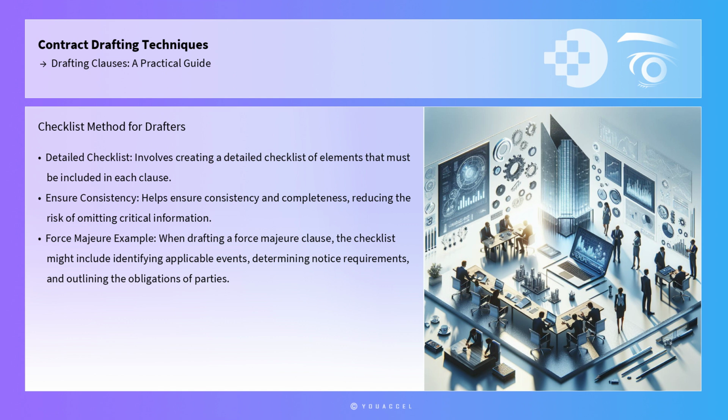A practical tool that drafters can use is the checklist method, which involves creating a detailed checklist of elements that must be included in each clause. This method helps ensure consistency and completeness, reducing the risk of omitting critical information. For example, when drafting a force majeure clause, the checklist might include identifying applicable events, determining notice requirements, and outlining the obligations of parties during such events. By systematically addressing each of these elements, drafters can craft comprehensive and effective clauses.